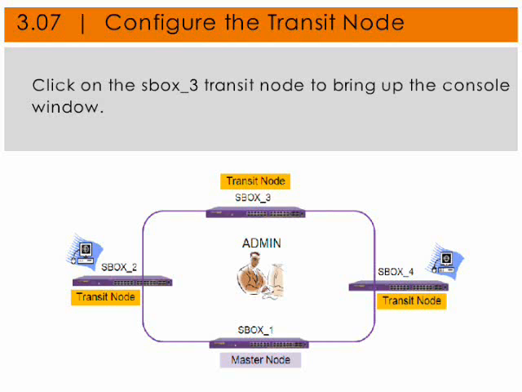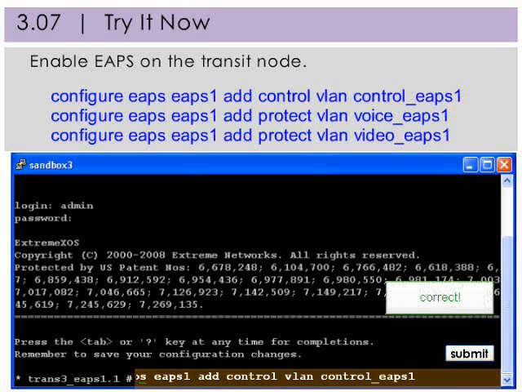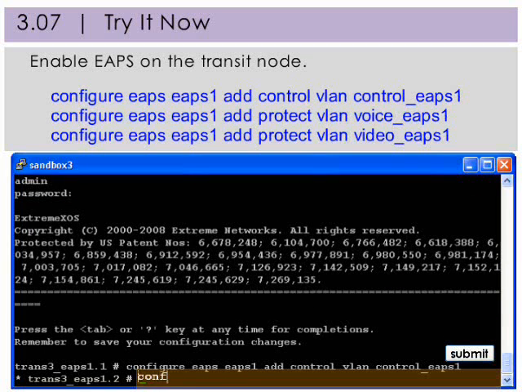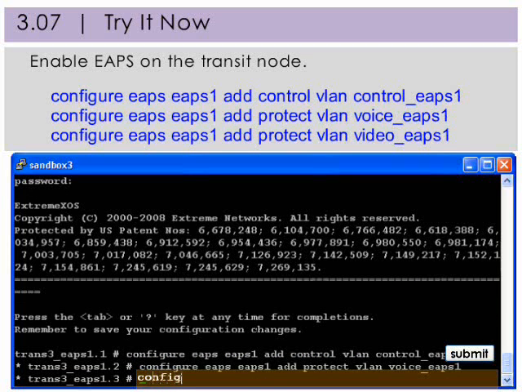Click on SBox 3 Transit node to bring up the console window, and we'll enable EAPS on the transit node. Enter the command to add the control VLAN to the EAPS1 domain on the transit node. Enter the command to add a protected VLAN for voice traffic. Enter the command to add the protected VLAN for video traffic.